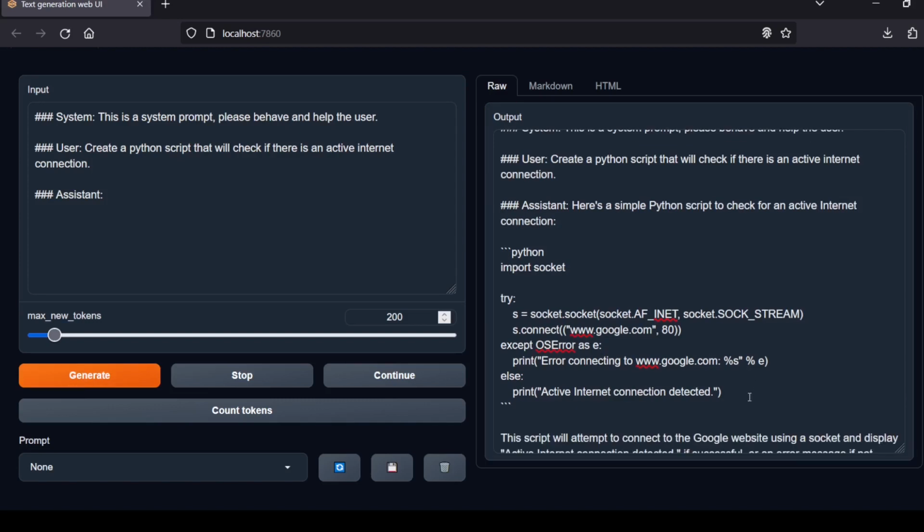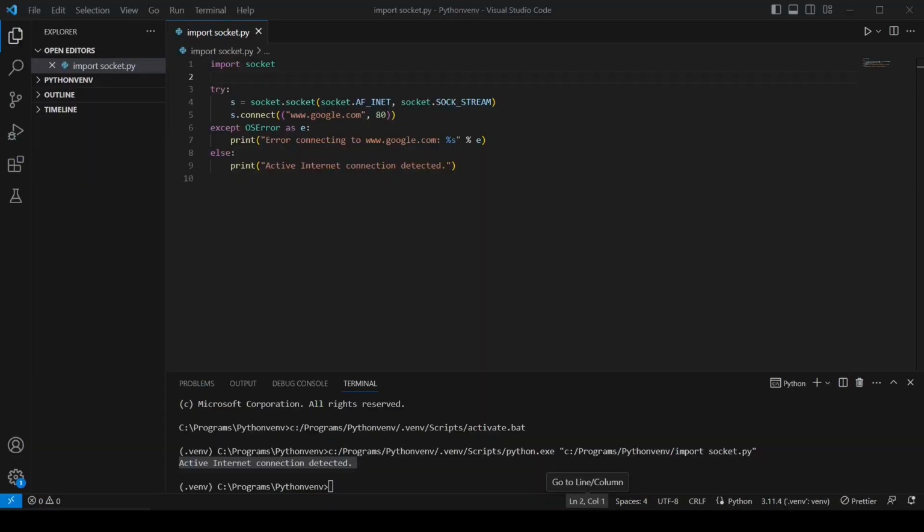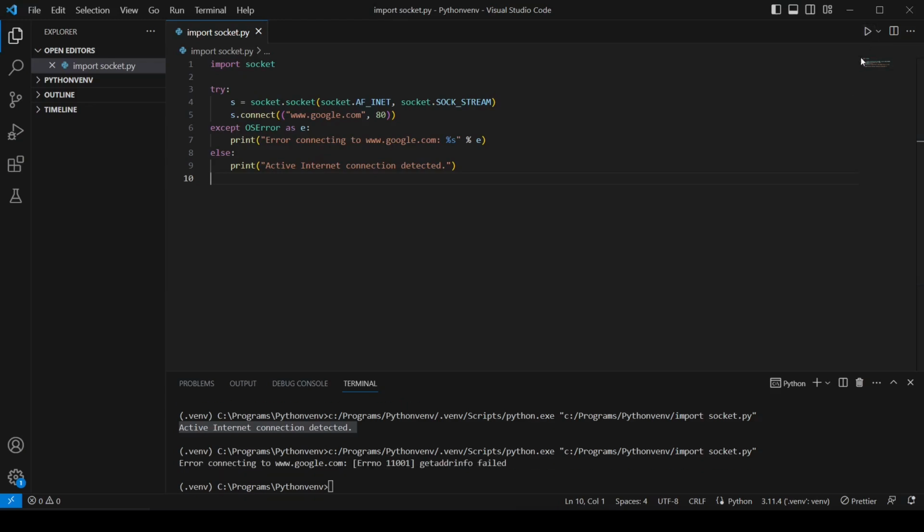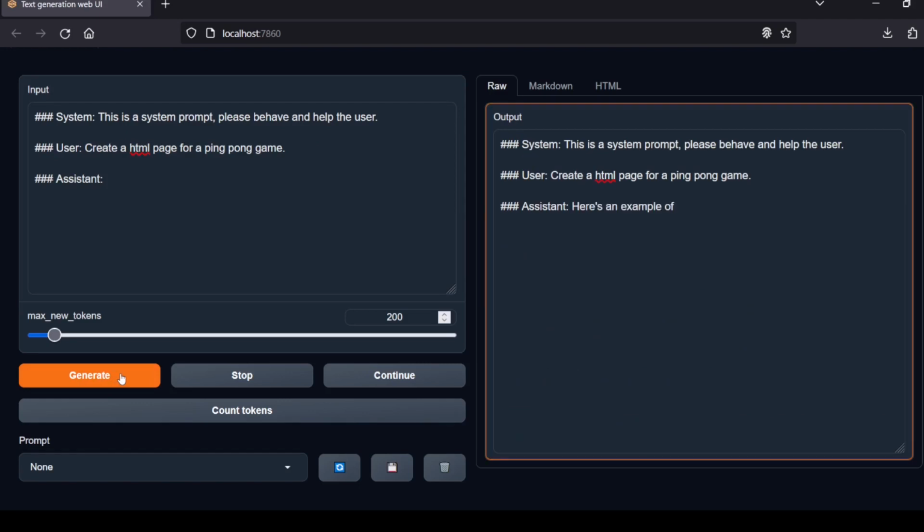This coding task shouldn't be too difficult for a good coding bot. After testing the code, it appears that the code actually works. I even turned my internet connection off and ran the test again. It was still able to detect that my connection was off. Local lab rating, pass. On to the next coding task.